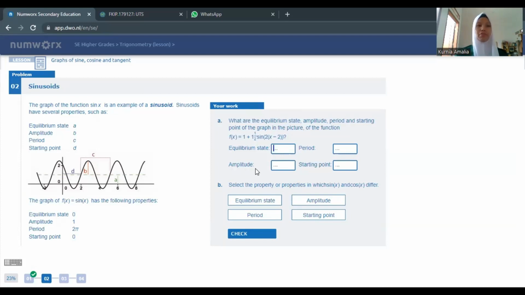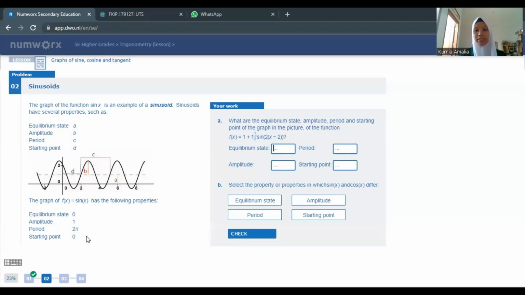Sinusoid. The graph of the function sin x is an example of a sinusoid. As we can see, this graph has an equilibrium state, amplitude, period, and starting point. If the function is sin x, the properties are: equilibrium state, or A, is 0; amplitude, or B, is 1; period, or C, is 2 pi; and starting point, or D, is 0. So let's answer the questions.